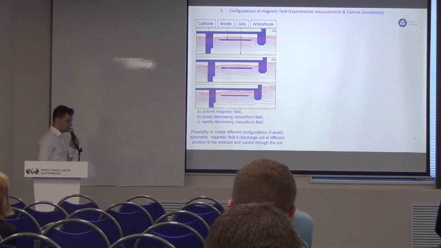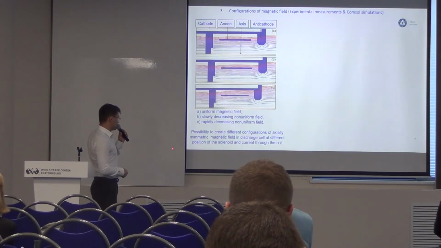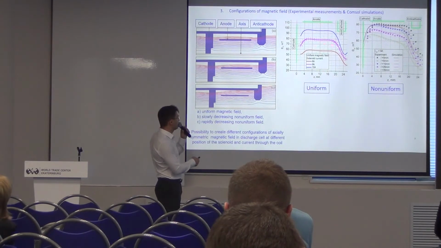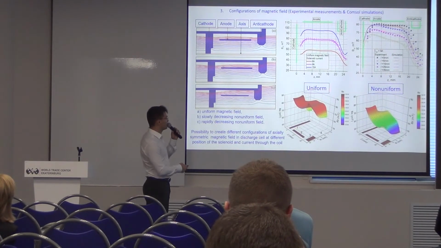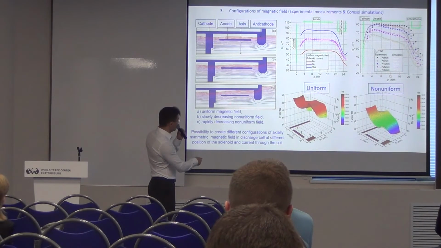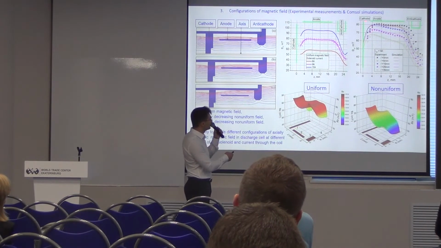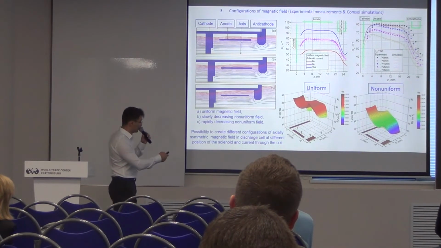So, what magnetic field configurations did we use? We use a solenoid to create the magnetic field in our experiment, so we could change the configuration and the value of the magnetic field. First, a uniform magnetic field with different values, and non-uniform magnetic fields, which we divided into parts: a slowly decreasing non-uniform magnetic field, and a rapidly decreasing non-uniform magnetic field. Here you can see the cathode and the anode. The magnetic field decreases towards the anticathode. In the anticathode we have an aperture to extract our ions.